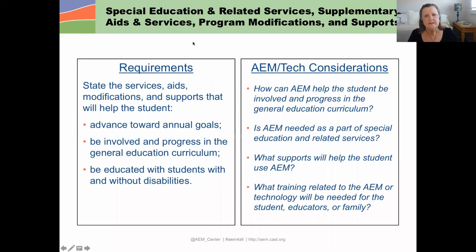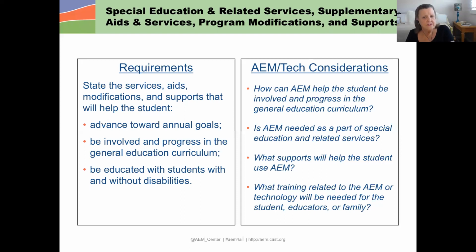So then we get to the long one: special education related services, supplementary aids and services, program modifications and supports. The requirement here is that we look at what the services and the aids and the modifications and the supports will help the student advance toward their annual goals, be involved in and make progress with the general curriculum, and be educated with students with and without disabilities.